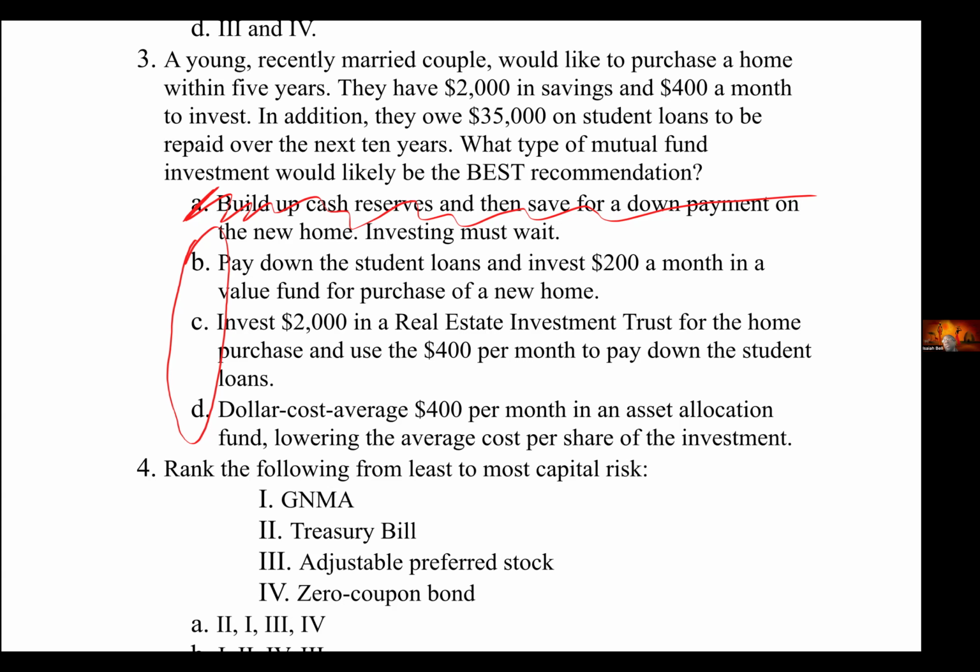You got student loans, you want to buy a home. You need to build up the cash reserves, pay down the debt, and invest in must wait. A is the correct answer. Right? And the thing is, this is your livelihood. This is how you make money. This is how you're going to feed your family.